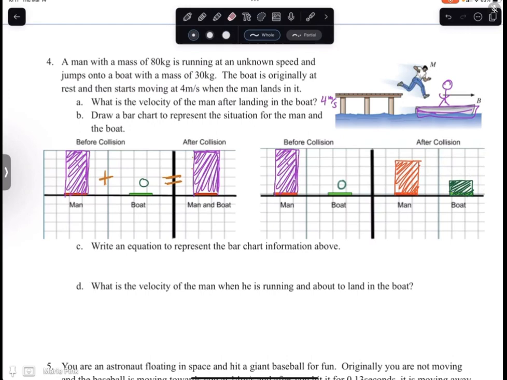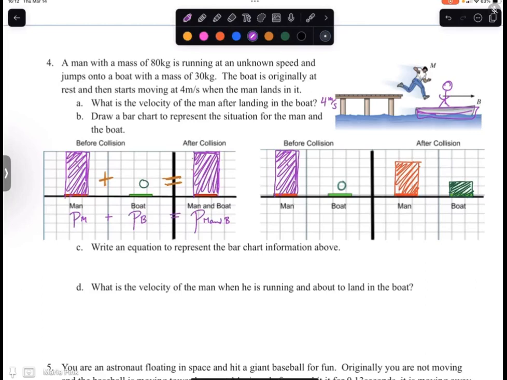So we can do it either for the man and the boat as one object, or as 2 separate objects because they are moving at the same speed afterwards. Well, as you remember, momentum is P. So we have the momentum of the man plus the momentum of the boat is equal to the momentum afterwards, which is the momentum of the man and boat as one thing.